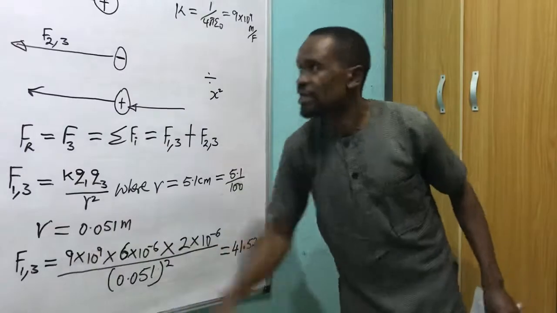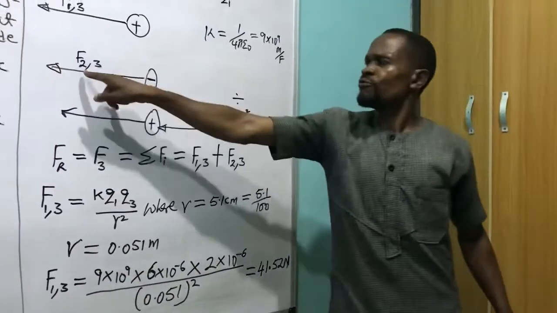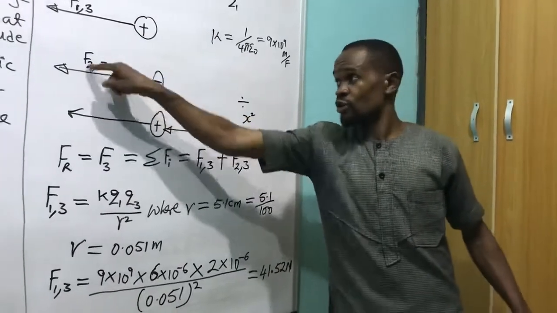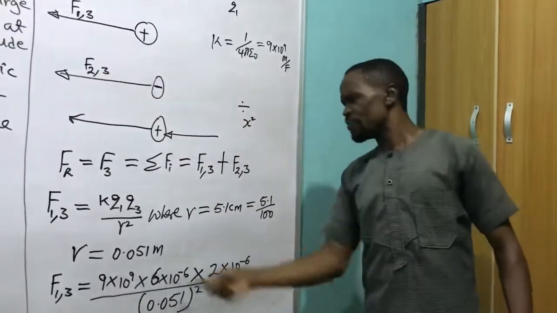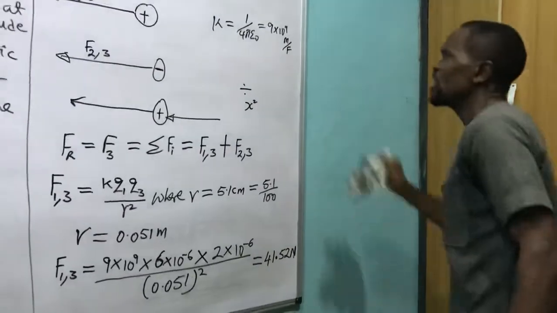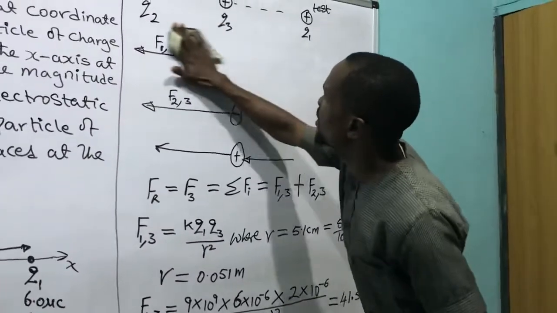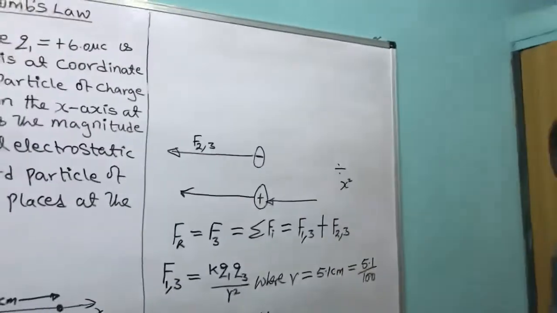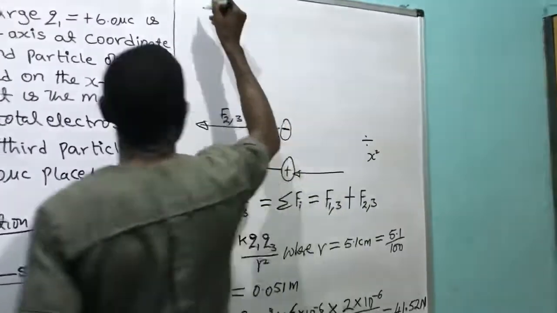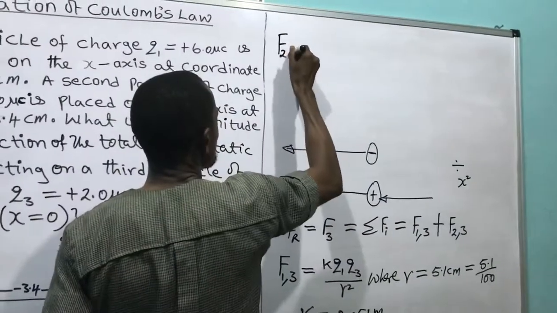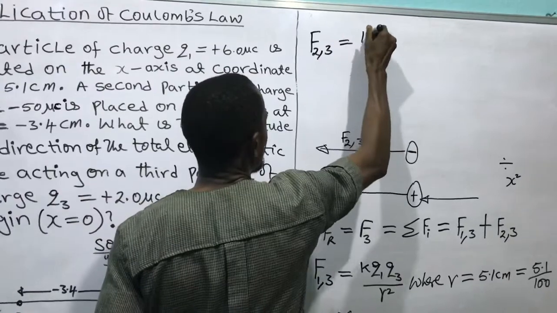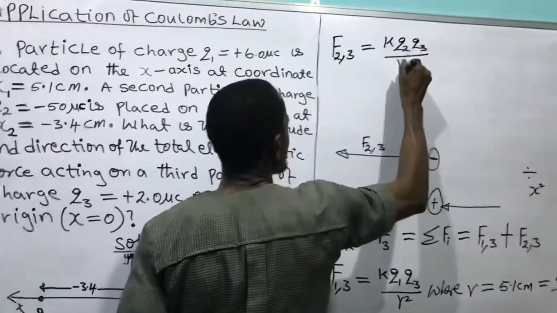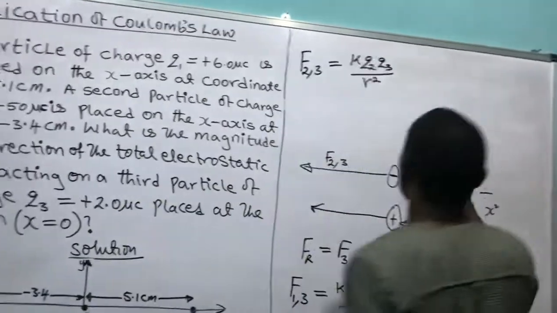Charge 1 on 3. Then let us look for the force of charge 2 on 3. Look at it. We are going to look for it. We'll still apply the same thing we did here. Let us look at it properly. I will have F2 on 3 equals K Q2 Q3 all over the distance of separation squared. Then I have to substitute the values.